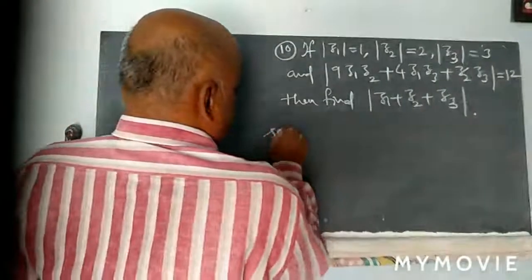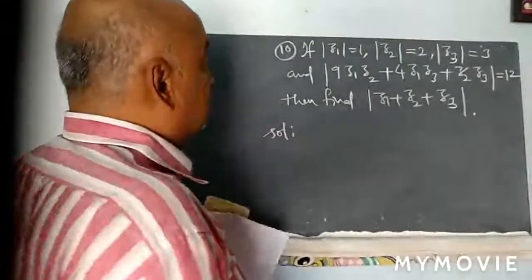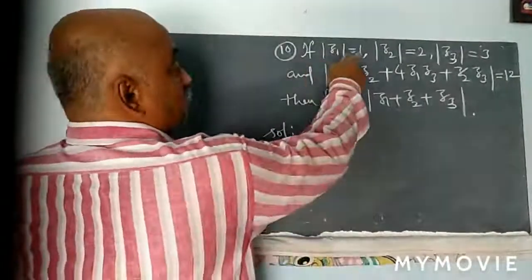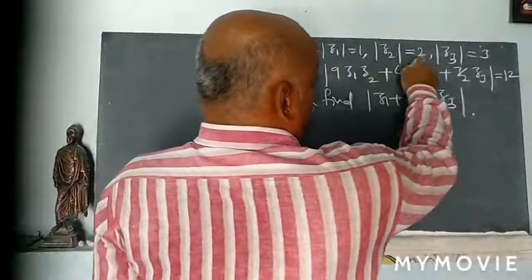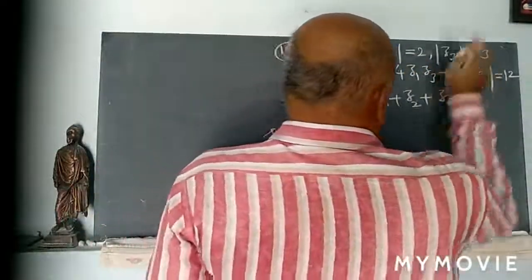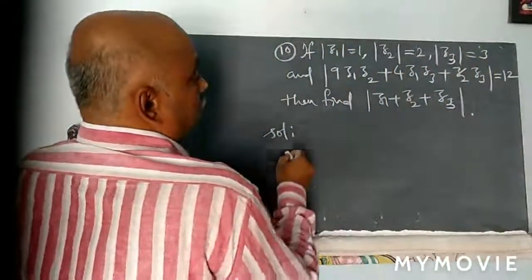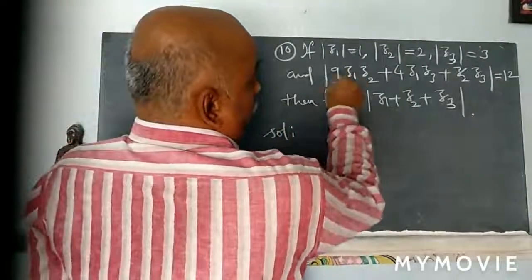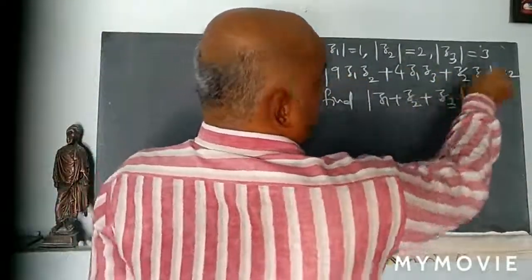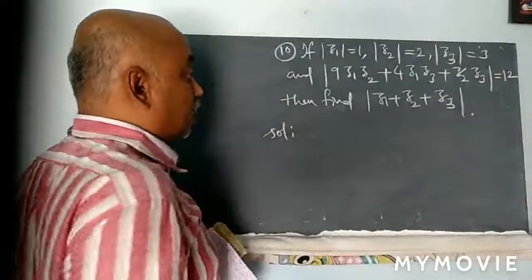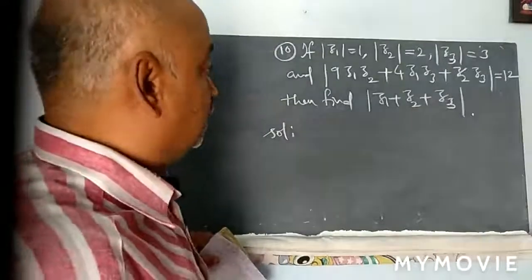Solution. Here what is given? |z1| = 1, |z2| = 2, |z3| = 3, and such that the modulus of the expression is equal to 12. Then we have to find |z1 + z2 + z3|.